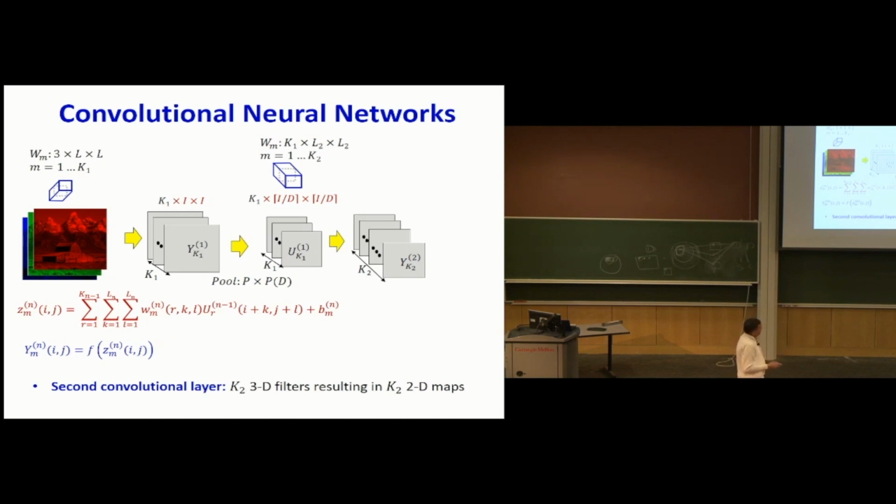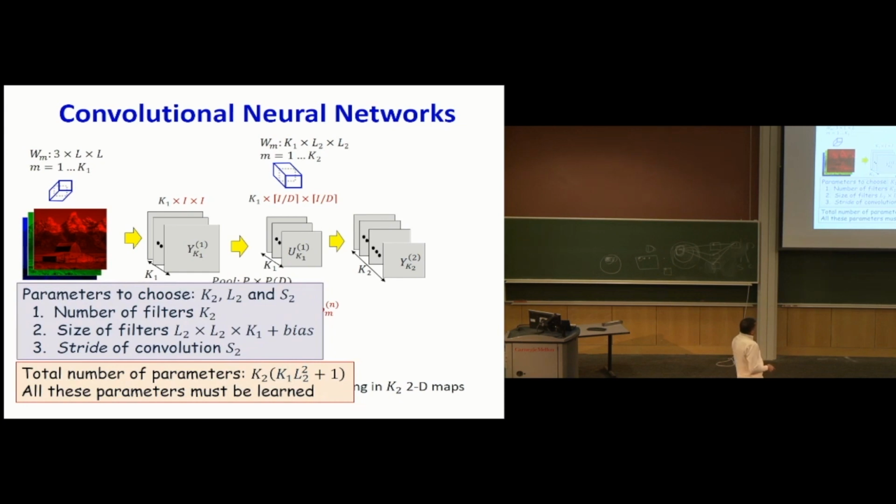Using the same operation. So the number of parameters is going to be, observe, I have K2 filters. Each of these filters is going to be K1 deep and L2 squared in size. So it's K1 L2 squared plus the bias, right? So this is the number of parameters for the second layer. And then all these parameters must be learned.